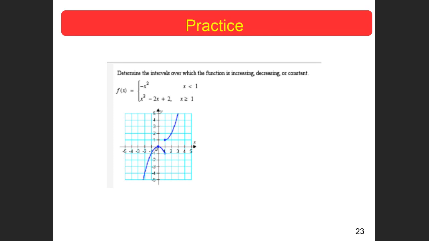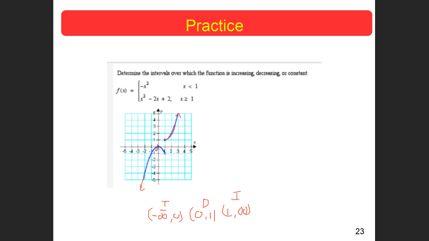Okay, so increasing, now I don't know if it continues going down forever. It sure looks like it because that's usually how it works. So it's increasing from negative infinity to 0, so it's increasing. Then it's decreasing from 0 to 1, so that's decreasing. Then it looks like it's increasing from 1 to infinity.